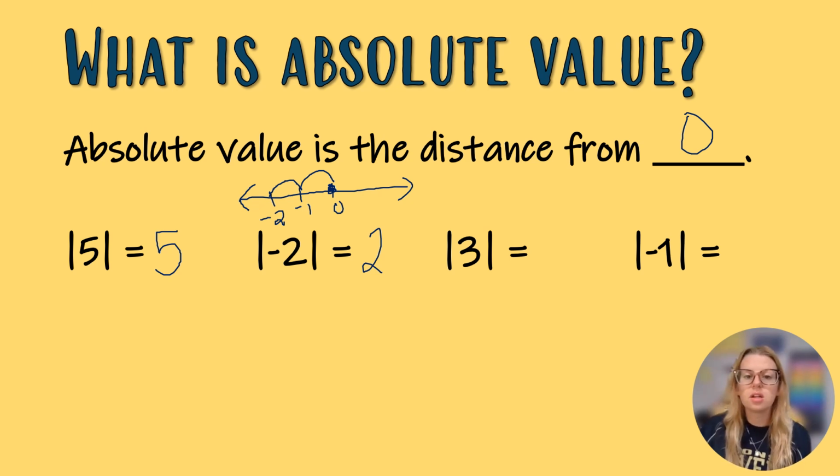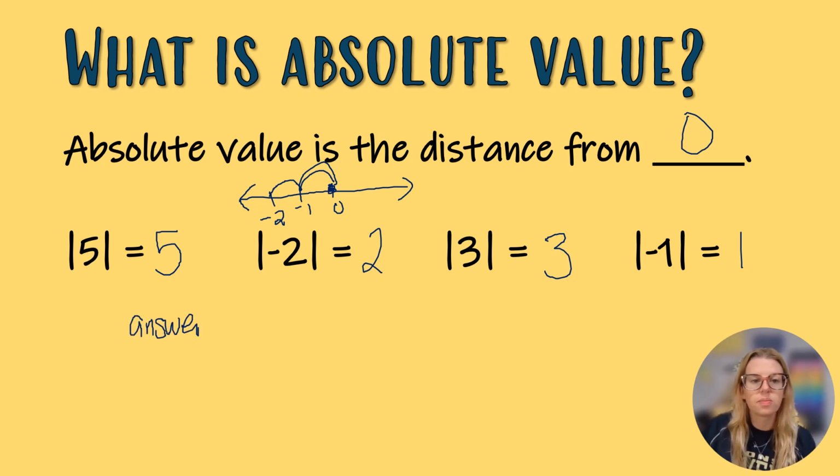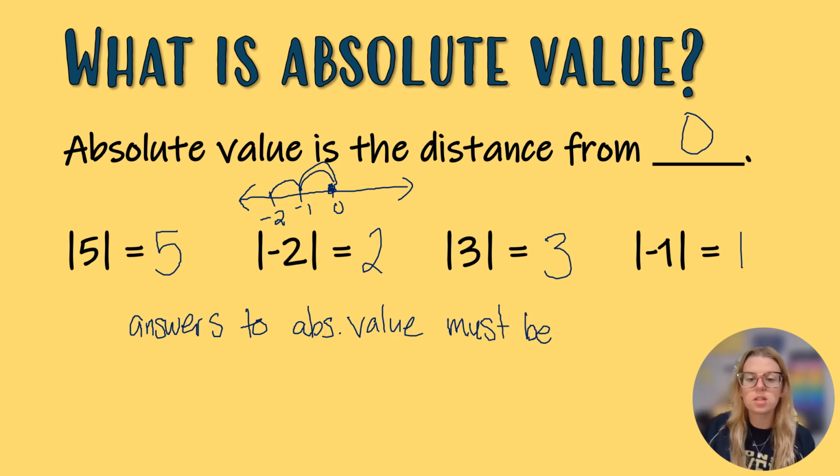If I put 3 on a number line, my distance from 0 is 3. And if I'm only at -1, then I only have to go 1 space. So I get 1. So notice that the answer to all absolute value questions has to be positive. So answers to absolute value must be positive. If I have an answer that's negative, then that means I don't have a solution to my equation.